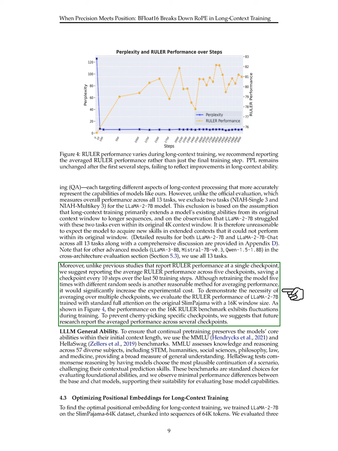Based on this, we adjusted the base theta values for different context lengths: 1 million for 32,000, 5 million for 64,000, 10 million for 128,000, and 50 million for 256,000 tokens, ensuring optimal performance across various lengths.